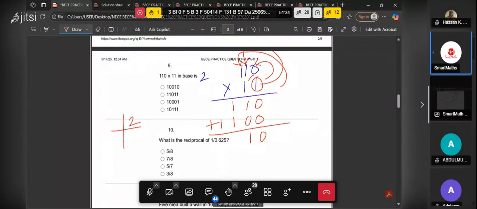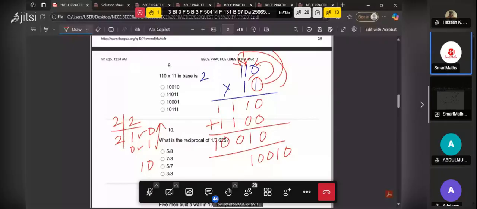I told you earlier on that the highest digit you can get in a base is that base minus 1. So the highest digit in base 2 is 1. So we convert it. That gives us 1 remainder 0, then 0 remainder 1. So you write it from bottom, that gives 10. You write 0 here, you carry 1 again. This will also give us 10. So that means the answer is 10010. That is the first option.